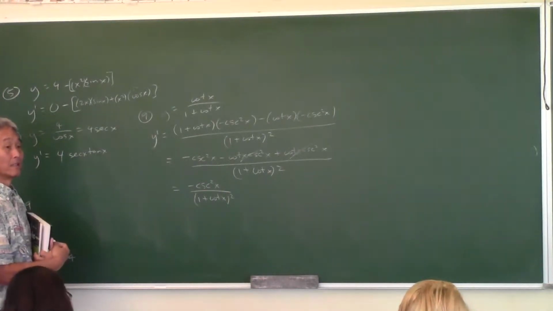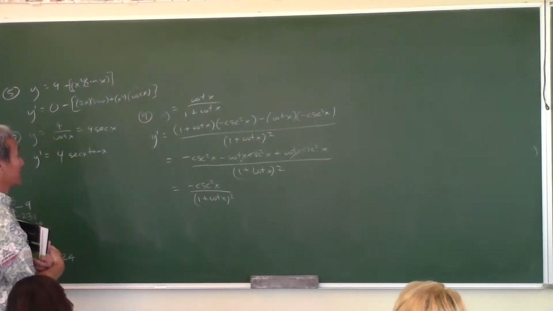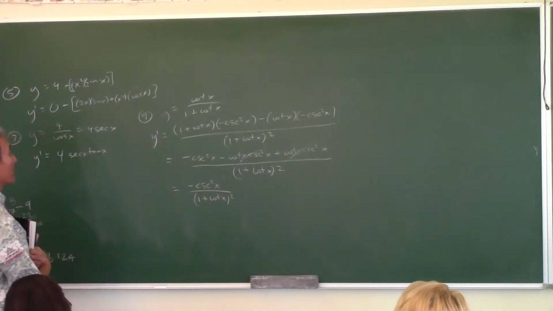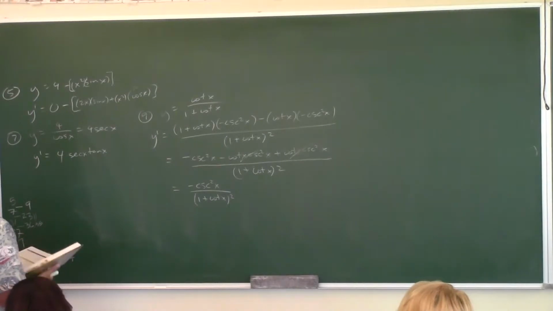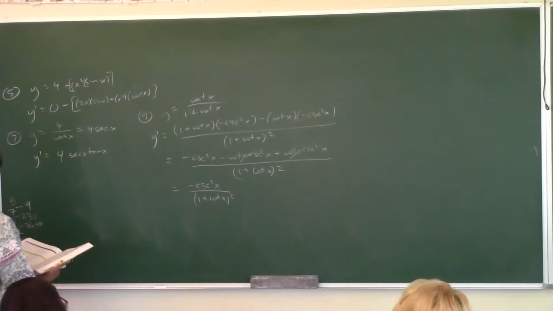Could you factor out the negative cosecant squared? Yeah, and then the cotangents cancel out. Yeah. So yeah, it's gonna come out either way. Yep. Just like eating strawberry Pop-Tarts or blueberry, doesn't matter. Just comes up. Number 11.